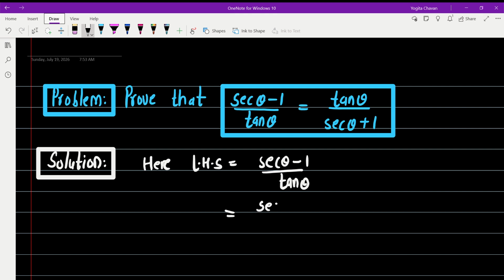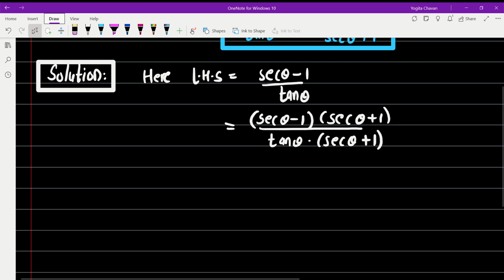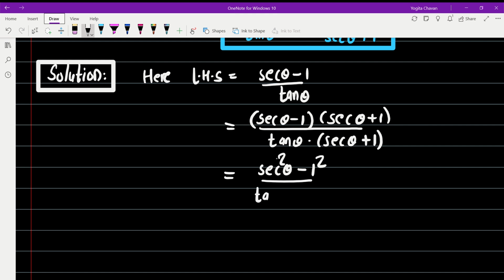So this is (sec theta minus 1) into (sec theta plus 1), divided by tan theta as it is, into (sec theta plus 1), which is equal to, now (sec theta minus 1) into (sec theta plus 1) is equal to sec square theta minus 1 square, divided by tan theta into (sec theta plus 1).